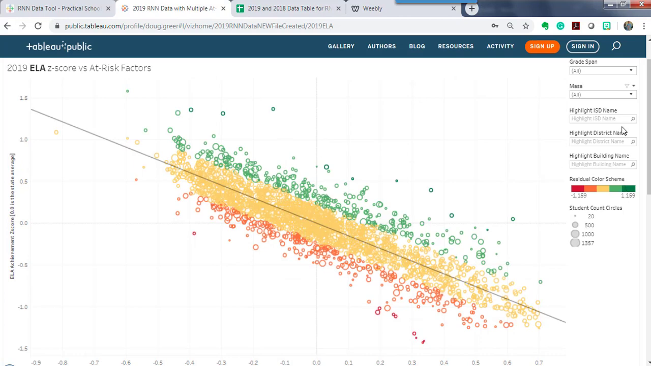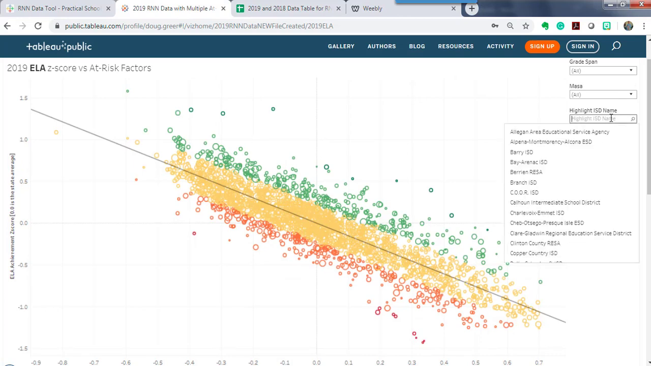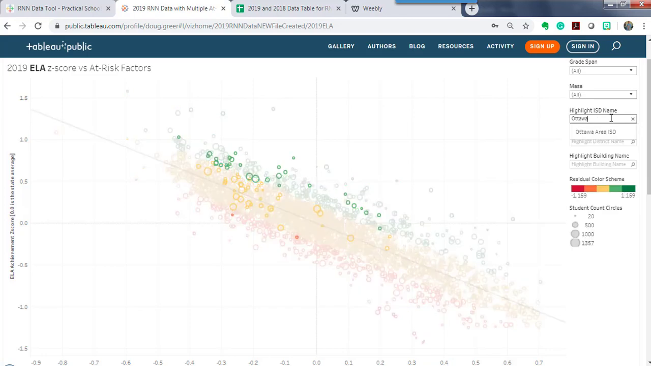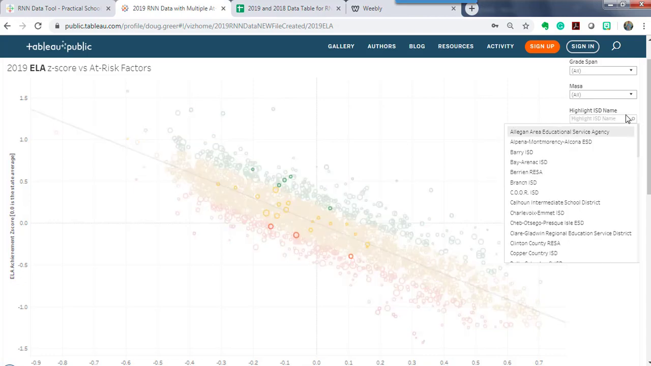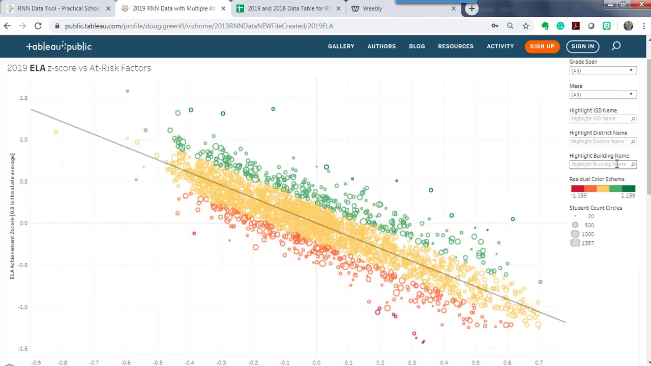The highlight feature is a little different, and in the highlight feature, it actually allows you to highlight an ISD, district, or a specific school. And what happens when we highlight is the graph, as you see, fades away, and then the red, yellow, and green dots, you can kind of see those pop a little bit so that you can see all the schools within the Ottawa Area ISD. We could do that for a district or for a building as well.